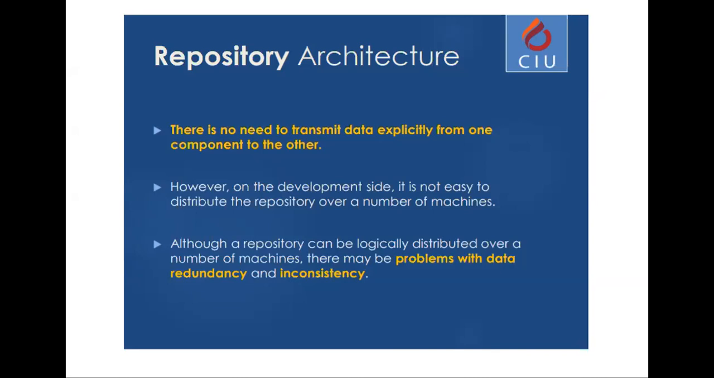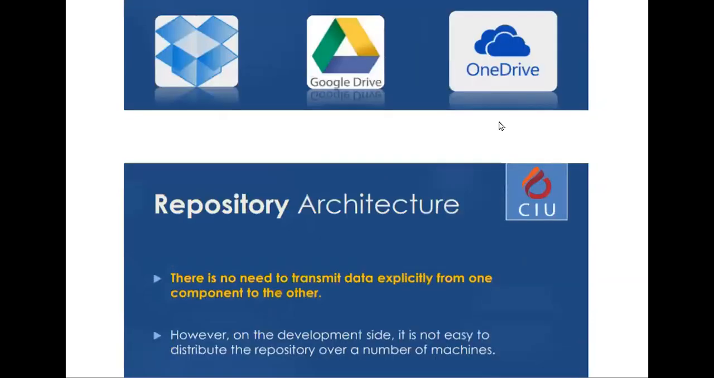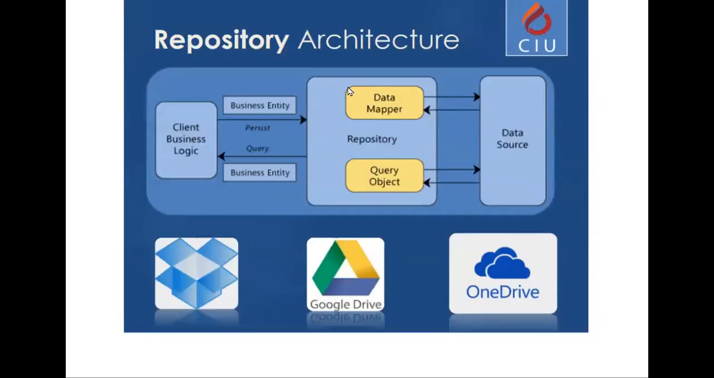So there is no need to transmit data explicitly from one component to the other. If you work on Dropbox, for example, on your computer, and you save a file and you go to another computer, such as my work computer, the data will be there. So I don't have to manually transfer it. It is done automatically. I just need access to that service, which is basically what we said in the previous example as the data mapper.